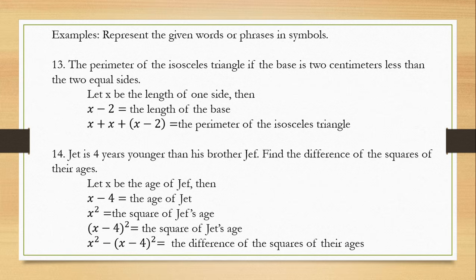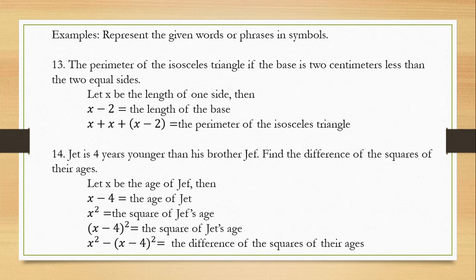So next, Jet is 4 years younger than his brother Jeff. Four years younger than his brother Jeff. So if we let x be the age of Jeff, the age of Jet will be 4 years younger than his brother. So x minus 4. Because Jeff is older. So the age of Jet is x minus 4.